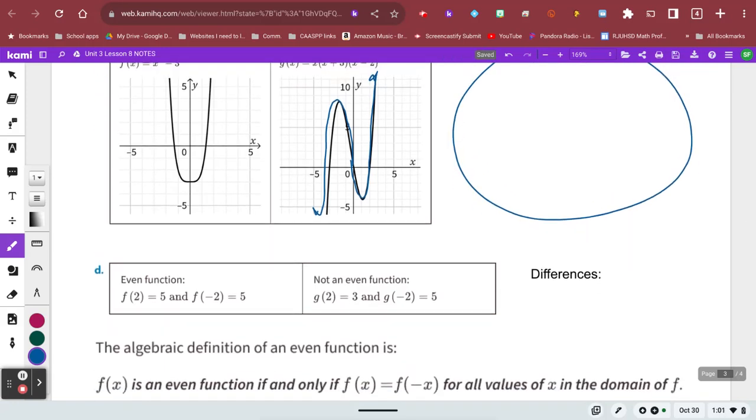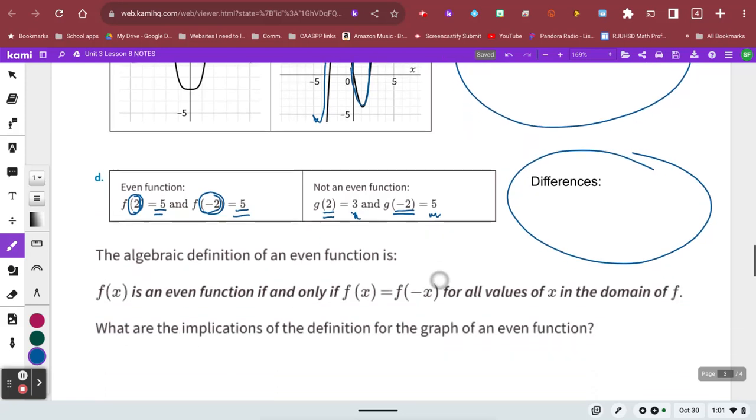Okay, and then here, an even function. This one's very specific. If we put in x is 2, we get a positive 5. If we put in negative 2 for x, we get the same answer. But if we do the same thing with one that's not even, we get two different answers if we put in the positive and negative. So add in one difference here.